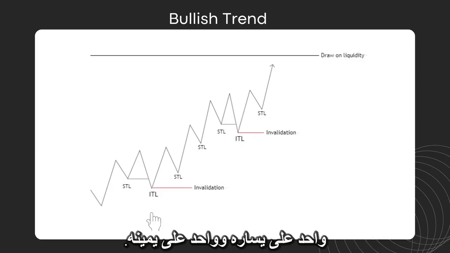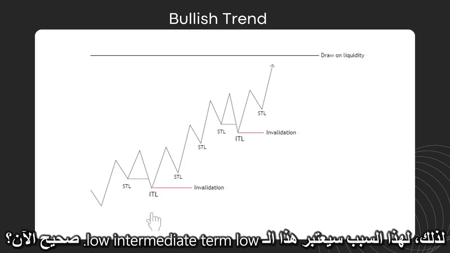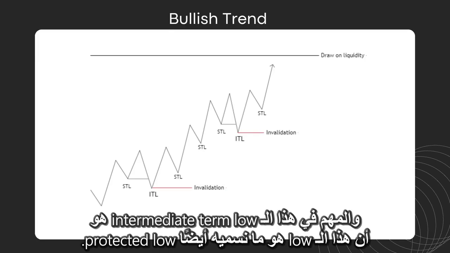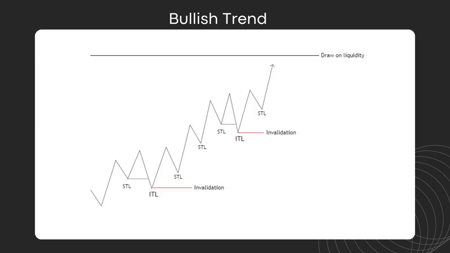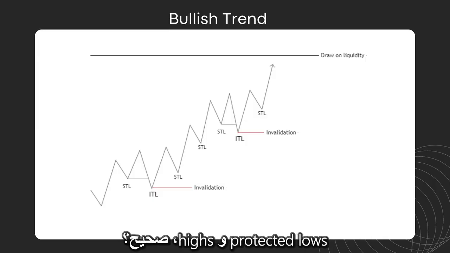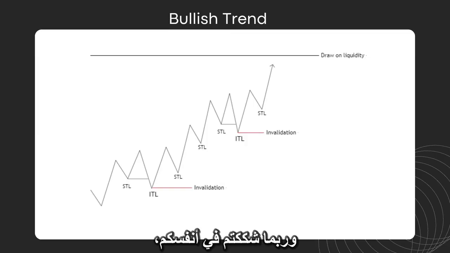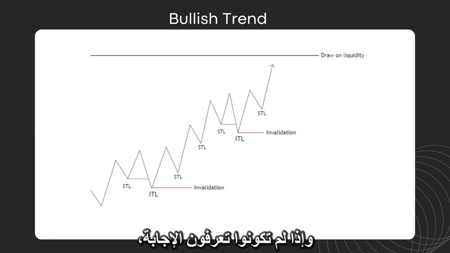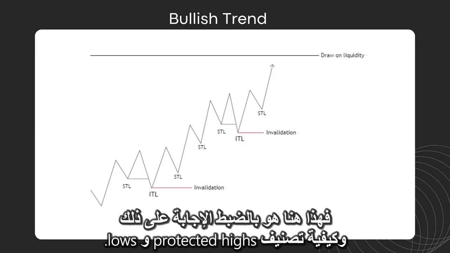One to its left and one to its right. So for that reason, this low would be regarded as an intermediate term low, right? Now the unique and important thing about this intermediate term low is that this low is what we also call a protected low. You may have heard me or Romeo talk about protected lows and highs, right? And you might have second guessed yourself, wondering what we are actually talking about, right? And if you didn't know the answer, then this right here is exactly the answer to that and how we classify protected highs and lows, right?